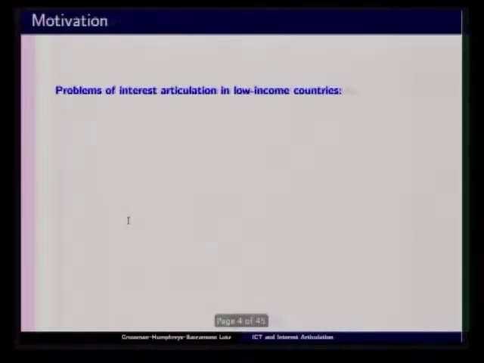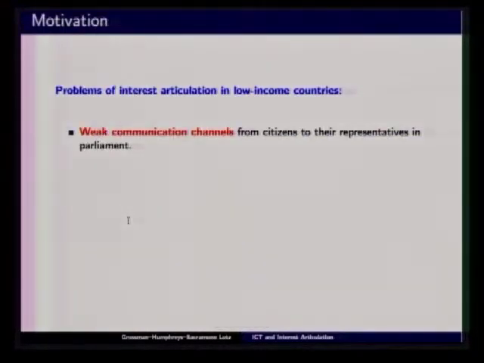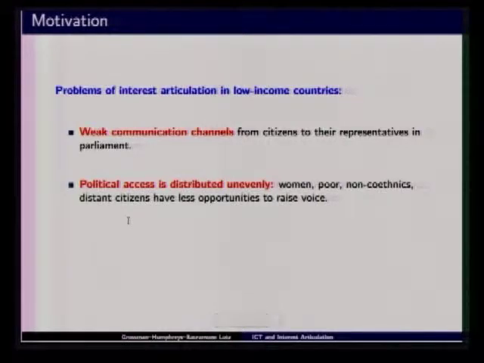And we know that in many developing countries we've got problems of interest articulation. Some of them, for example, will be weak communication channels between citizens and members of parliament. But others are just that political access is distributed unevenly. So men have more access than women. Rich people usually have more access to politicians than poor people. Now, this would not be a problem if all people had the same interests. But we have good reasons to believe that this is not the case.